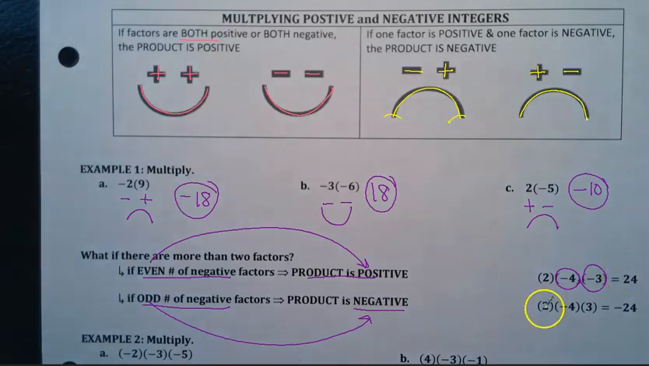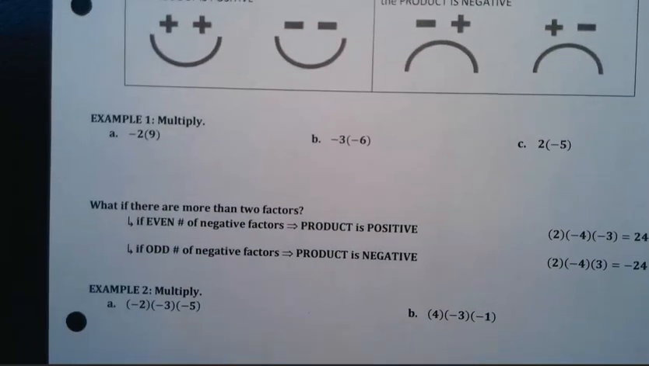Whereas in the next example, 2 times negative 4 times 3, we only have one negative, which 1 is an odd number. Okay, 1 is an odd number. So because we only have one negative, our answer is also negative. It really is that simple. You have to look at are there an odd number or an even number, because negatives cancel each other in multiplication and division. So let's look at example 2 down there.